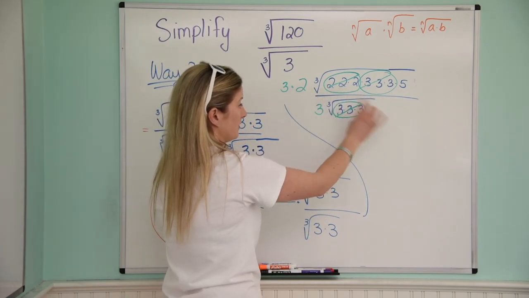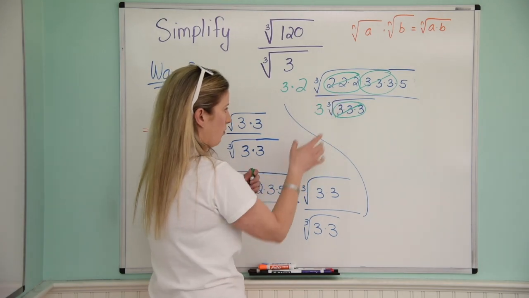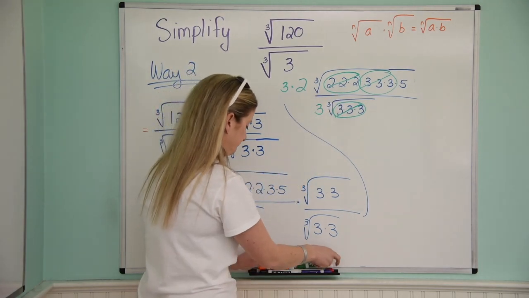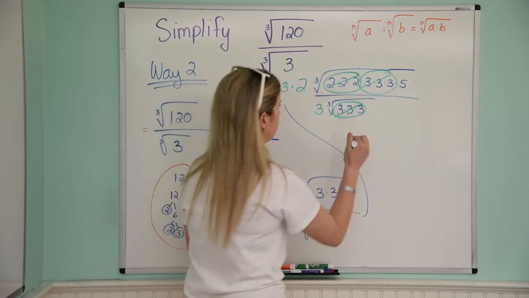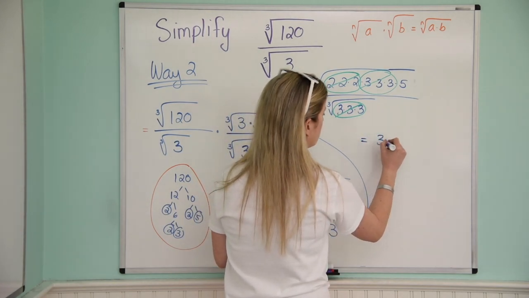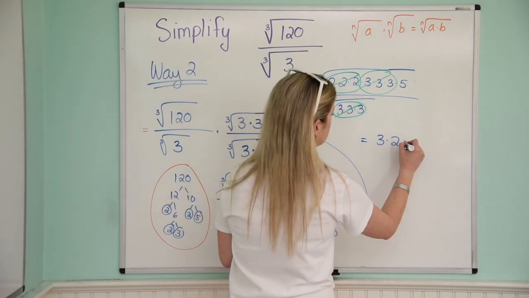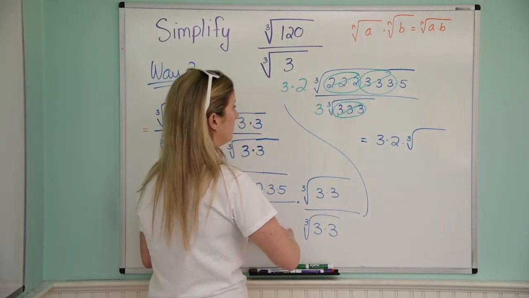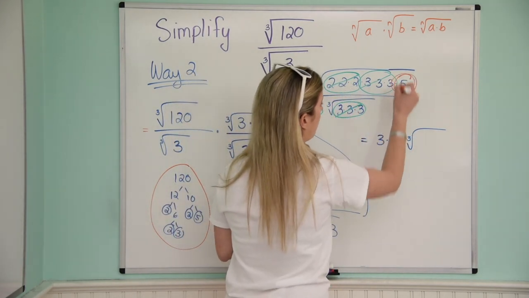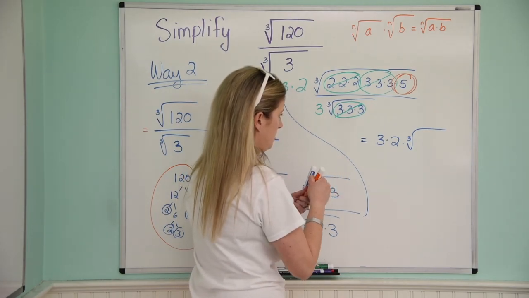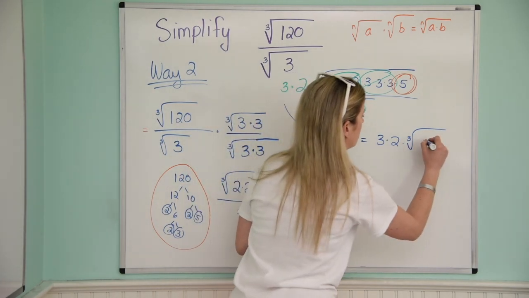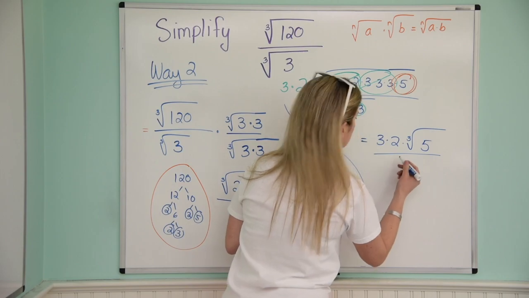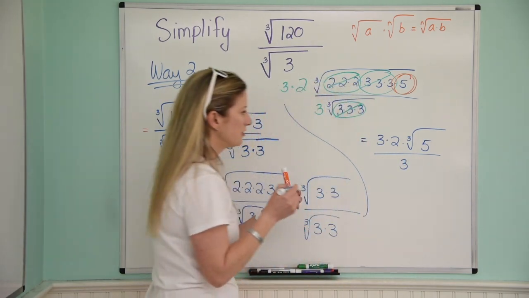So then this has been simplified, okay? So we only have 3 in the denominator now. Okay, so this simplifies to 3 times 2 times the cube root of what's left. Only one thing's left, just a 5. So times the cube root of 5 over 3.